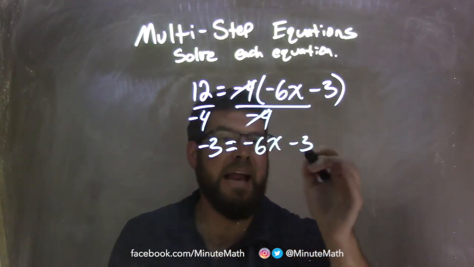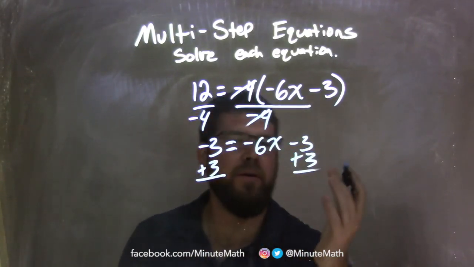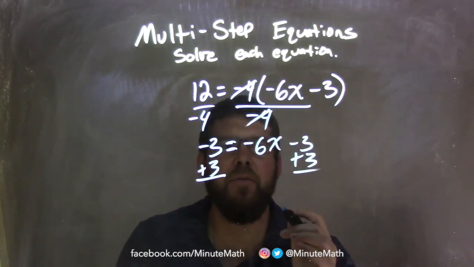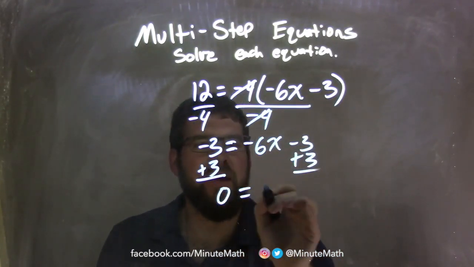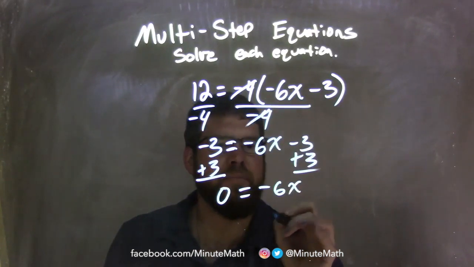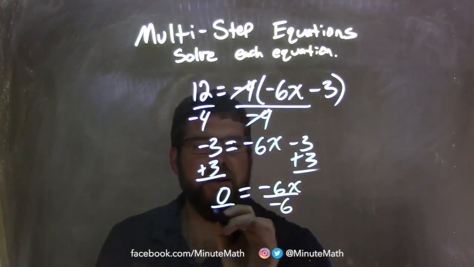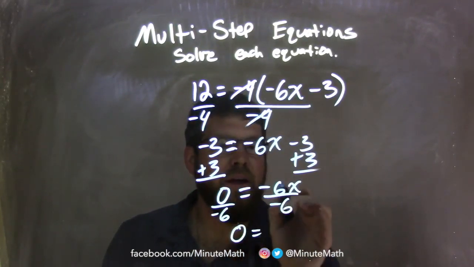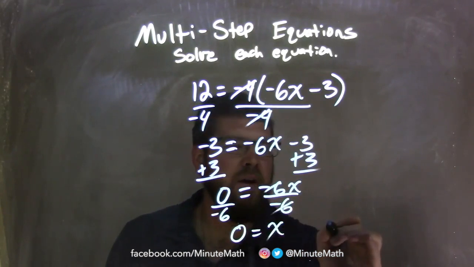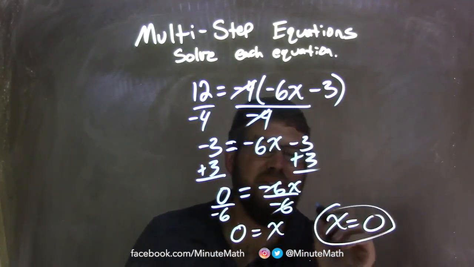Then I'm going to add a 3 to both sides to get rid of that. The whole point is trying to get x by itself here. The 3's cancel, and these 3's actually cancel. So we have 0 equals a negative 6x. Well, opposite of multiplication is division. Divide by negative 6, that's my next step. 0 divided by negative 6 is 0. We're left with just an x on the right. So I can rewrite it to make it nice and neat: x equals 0, and that's my final answer.